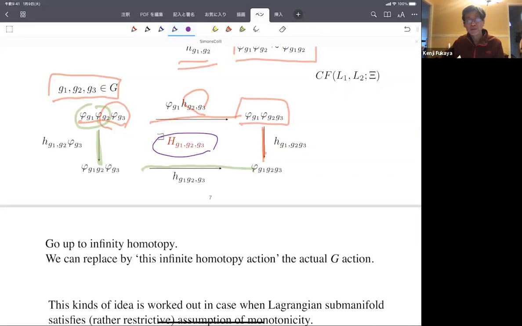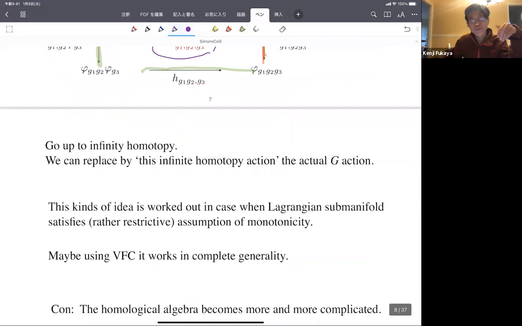And I believe that this kind of thing is done by these people. I'm sorry, I didn't read it in complete detail, but this is the basic idea of how we replace the actual G action by a homotopy G action, infinite homotopy G actions, and then we can define equivariant Fourier homology. And I think this kind of idea is worked out. But I think those people I just quoted before assume rather restrictive assumptions like monotonicity or exactness. Mainly, I believe they don't use virtual techniques.